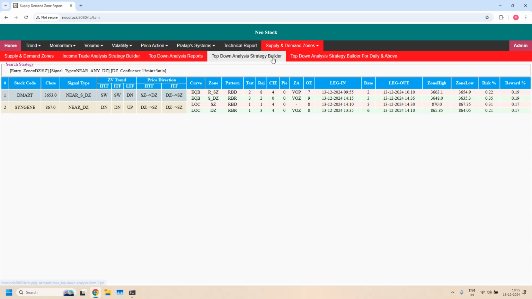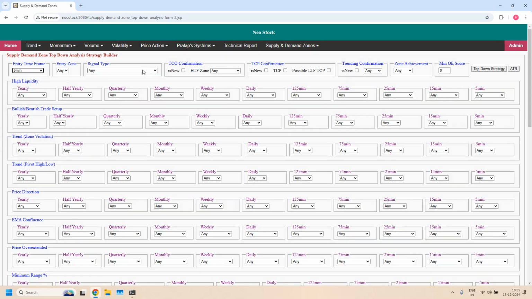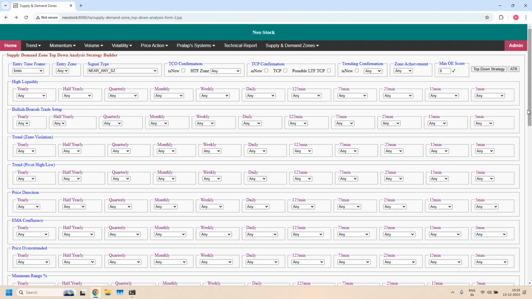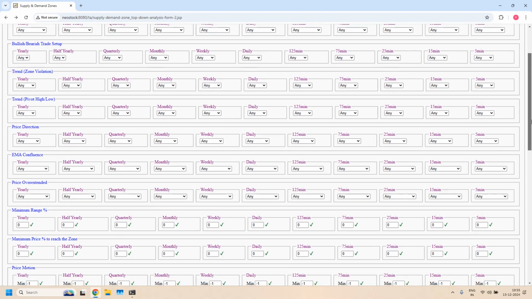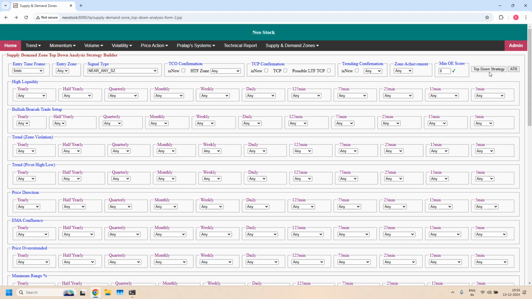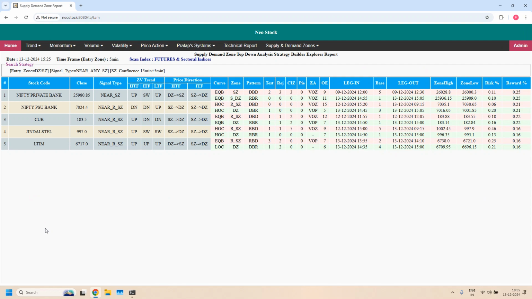Okay, next for 5 minutes time frame, stocks near 5 minutes supply zone. We got 8 stocks. Out of these 8 stocks, how many of these supply zones are having ITF confluence? Let's find. 5 minute supply zone with 15 minute supply zone confluence. I am enabling the filter. And we got 5 stocks. So this is about stocks near demand and supply zones.